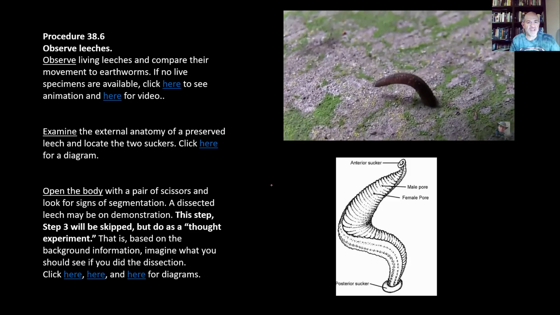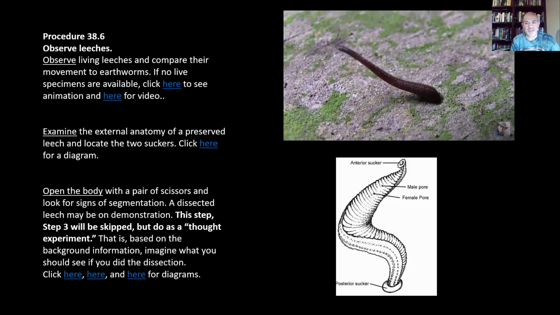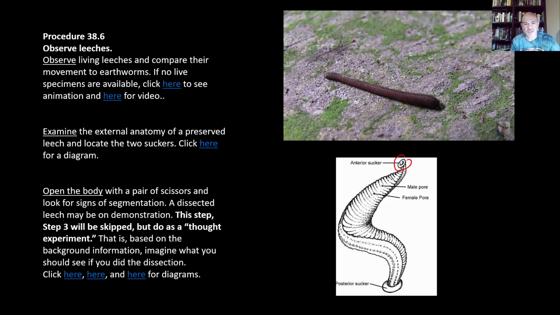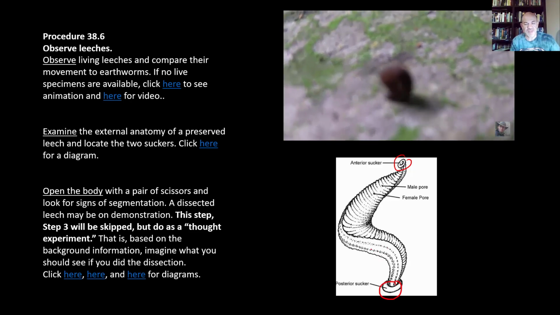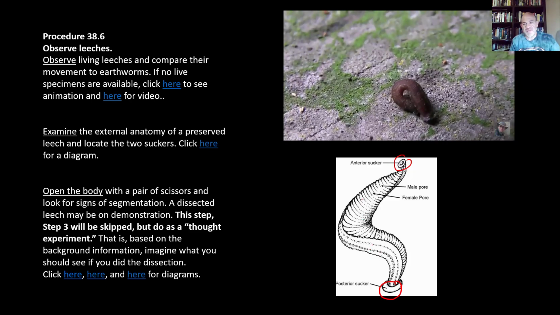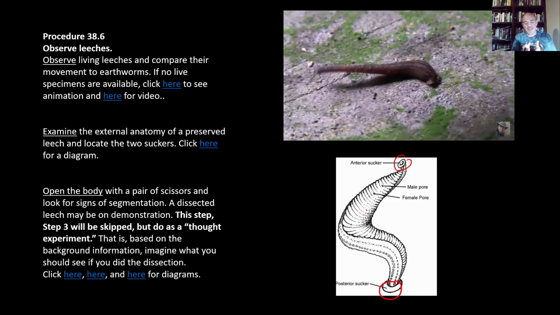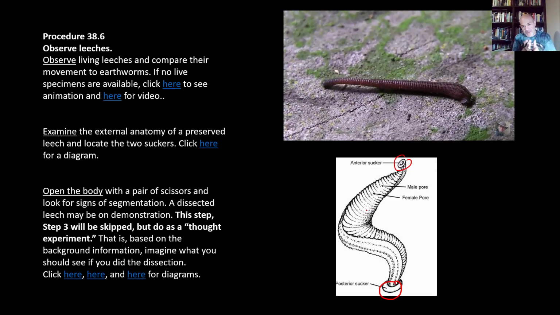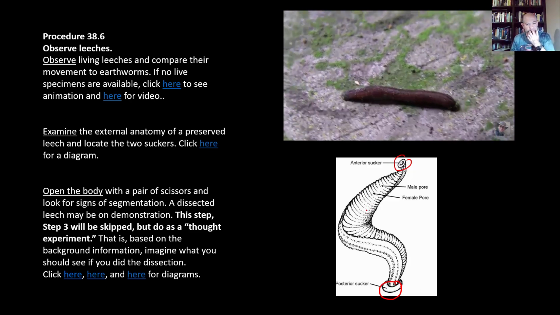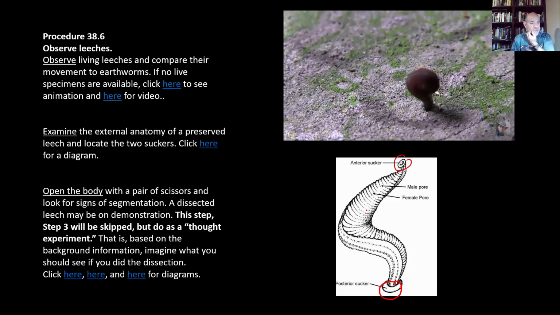Then you're supposed to look at preserved leech. Try to find the anterior sucker and the posterior sucker on there and observe their segments. The thing about the leeches is that although you can see the segments on the outside, inside the sections are not divided by the septa that I mentioned in the earthworms there.